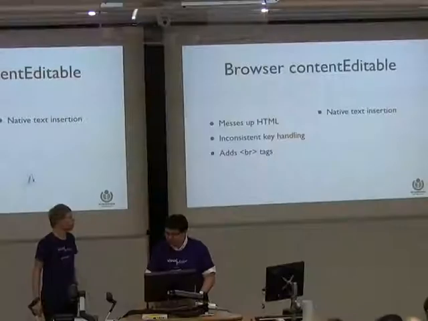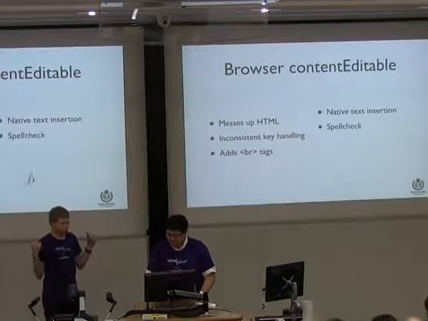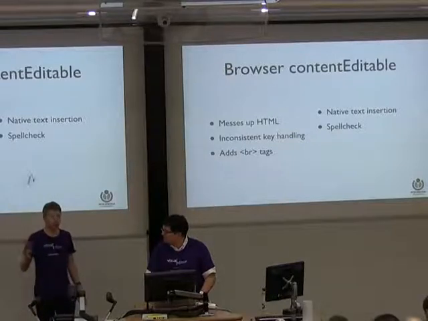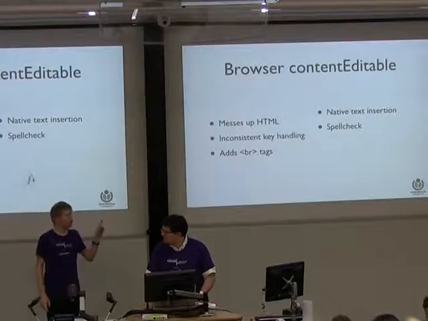So if you're on an Android, swipe works. Like I can use swipe in Visual Editor on my Android phone. You can use input methods, more about those later. You have native spell check, so you can right click on a word and correct the spelling of it. You can't do this, you can actually do this in Google Docs.